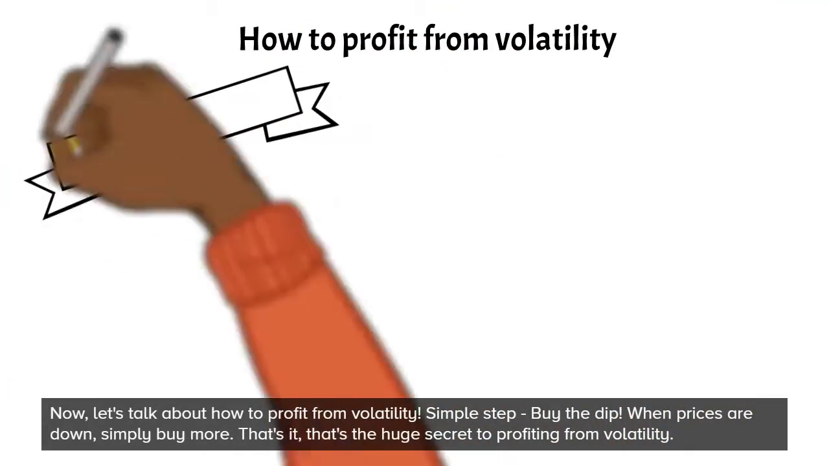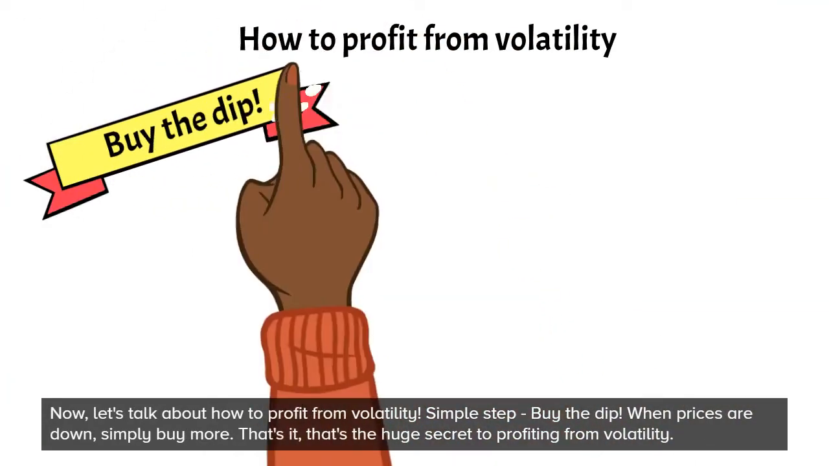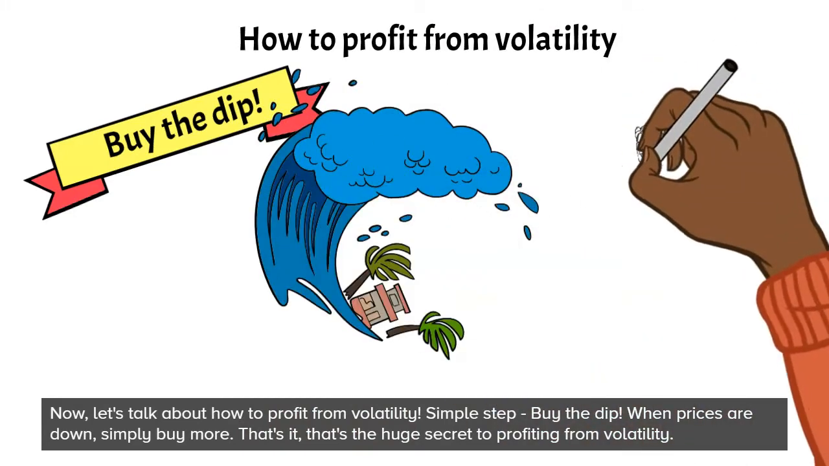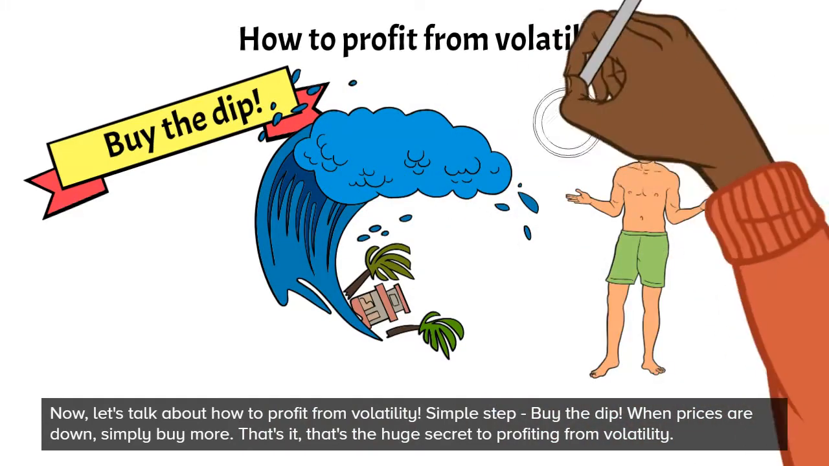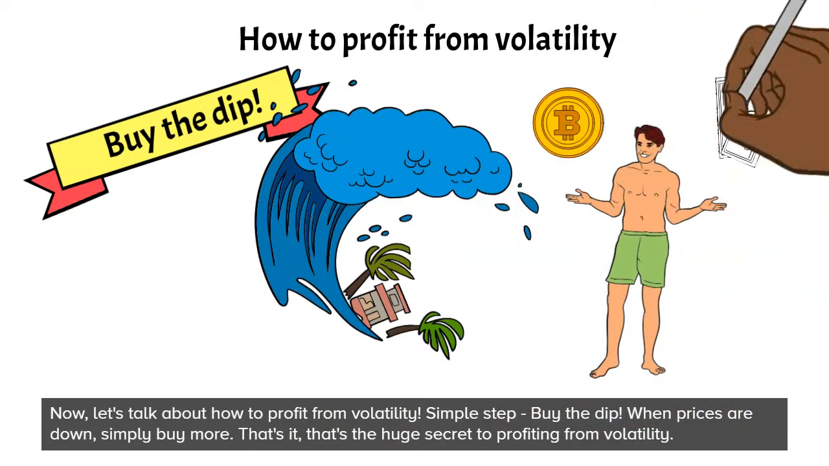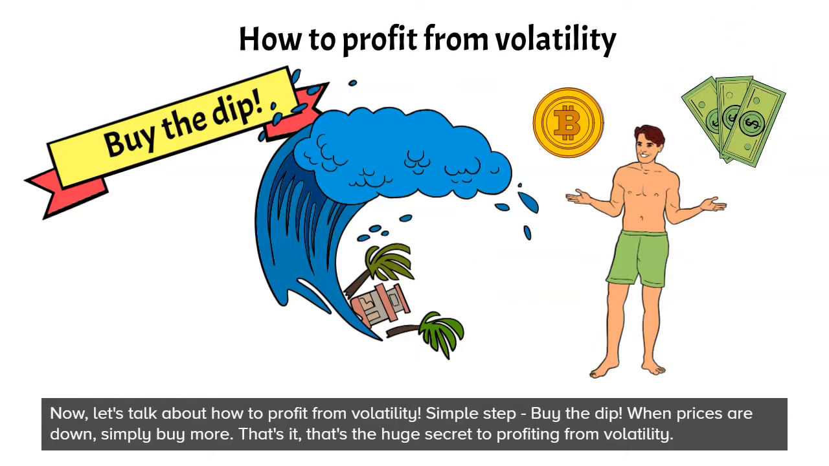Now let's talk about how to profit from volatility. Simple step: buy the dip. When prices are down, simply buy more. That's it. That's the huge secret to profiting from volatility. Just buy the dip.